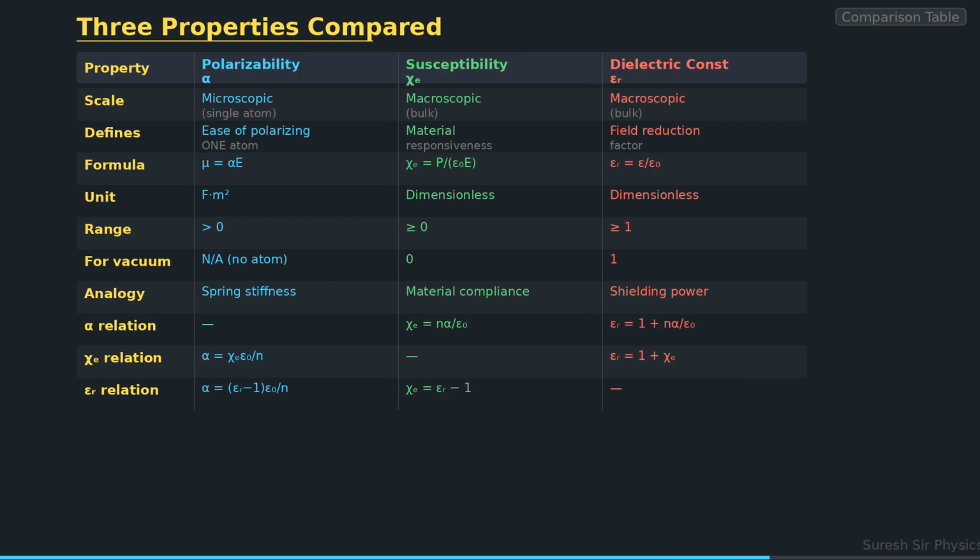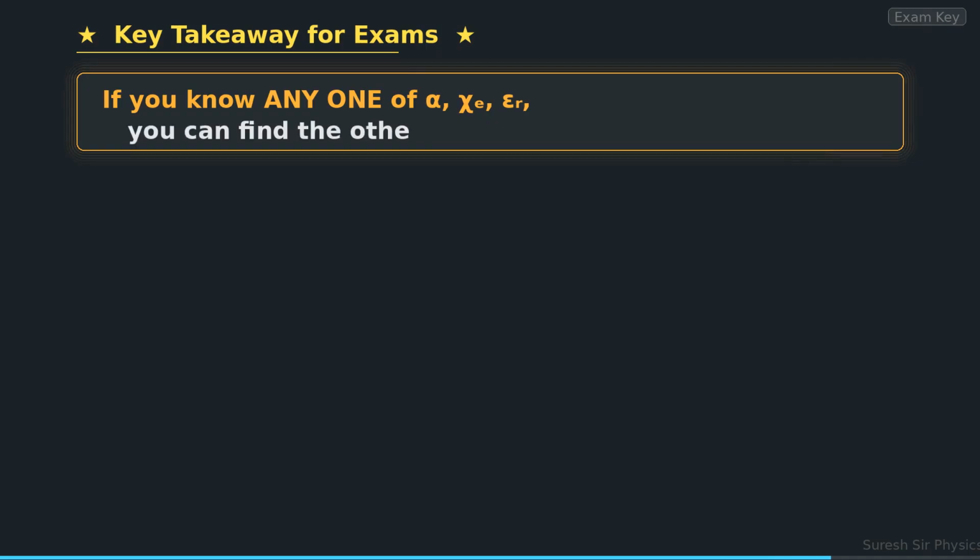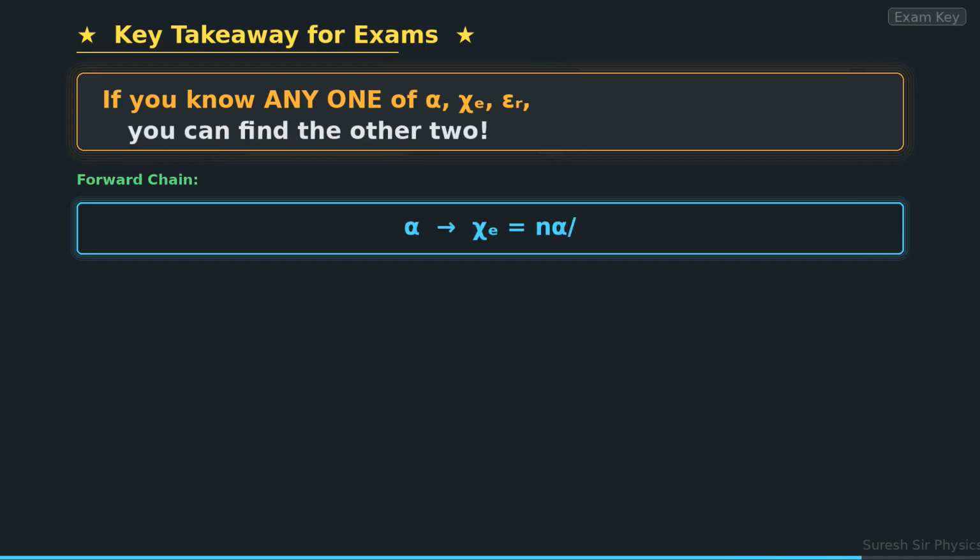In the next class, we will discuss very important topics in detail: the derivation of the electric displacement vector D and the types of polarizations present in dielectric materials.